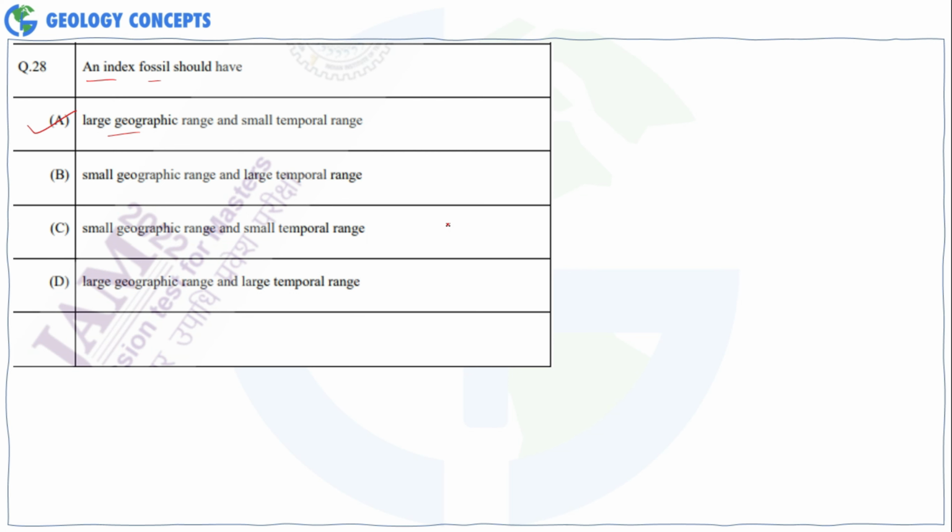For the best example, we can say trilobites. Trilobites have, we can say, a large range from Cambrian to Permian, but that can be one example, because they have a very limited or very restricted type of temporal range. So the correct answer here will be A.